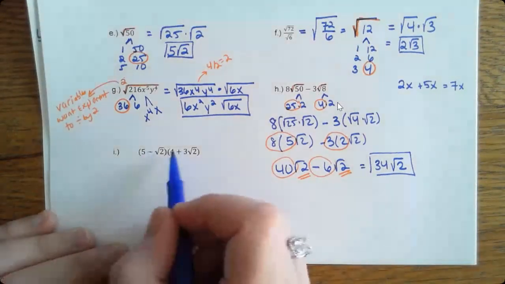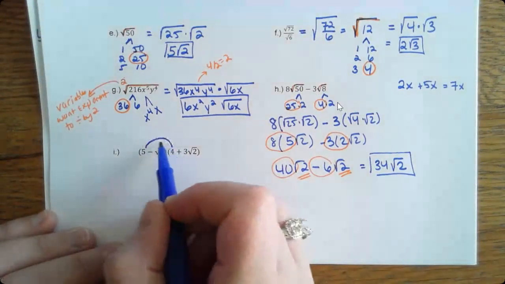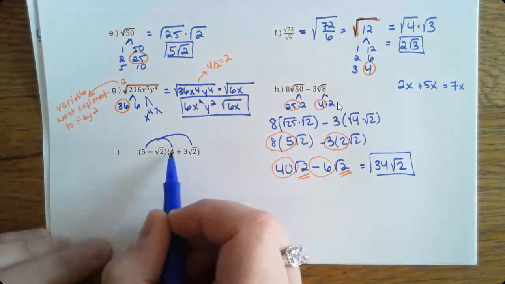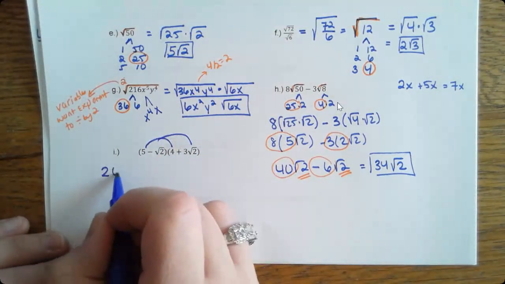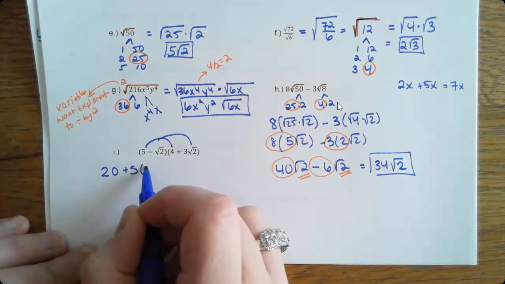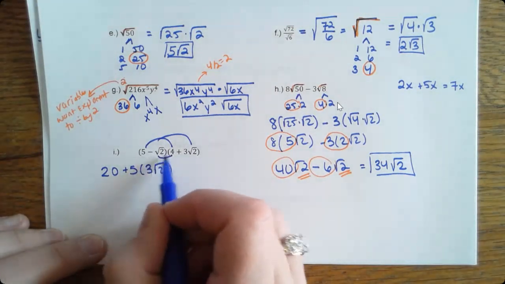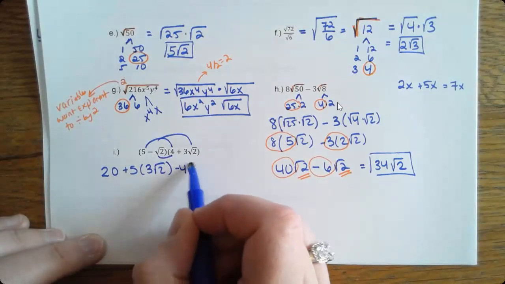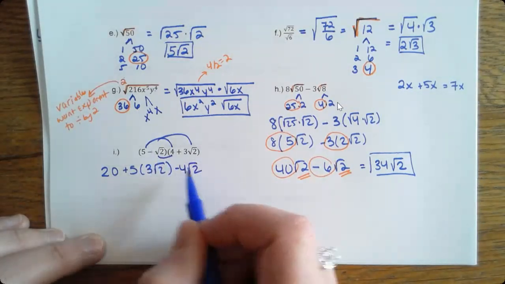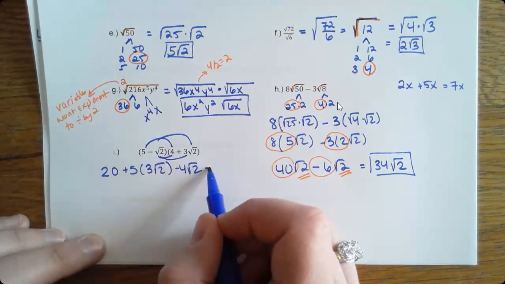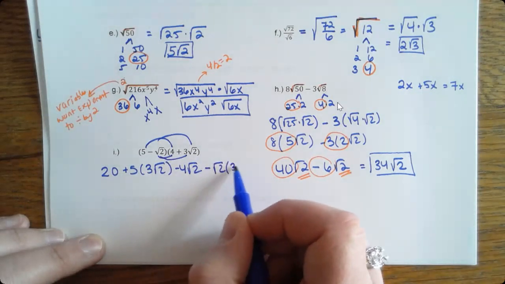For this one, think about distributive property. So use that distributive property first. So I have 5 times 4 is 20. Then I have 5 times 3 root 2. I'm just going to write that part out. On the next one, I have a negative 4 times root 2. So just be careful that 4 is outside the root. And then in the last one, I have negative root 2 times 3 root 2.